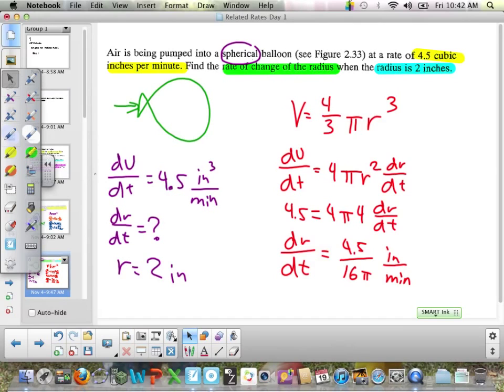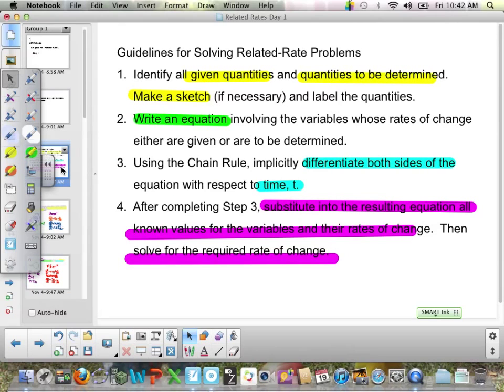So in review, the steps for a related rate problem. There are 4 of them. First, list what you know and don't know. If necessary, provide a sketch so you can visualize it better. You're going to write an equation. Make sure you look at what you know and don't know when you write your equation, so your equation can involve those variables. Step 3, take the derivative of both sides with respect to t. Do it implicitly using the chain rule. And finally, once you have your derivative, plug and chug. Substitute what you know in, solve for what you don't know.